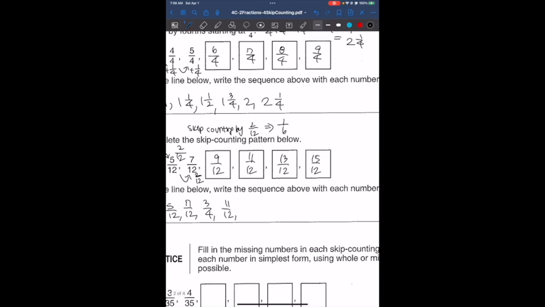12 plus 1 over 12. So it's going to be 1 1/12. And then we get 12 over 12 plus 3 over 12. So it's going to be 1 1/4.